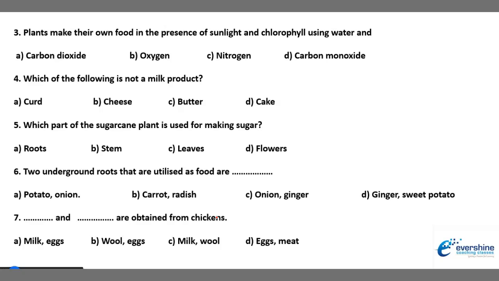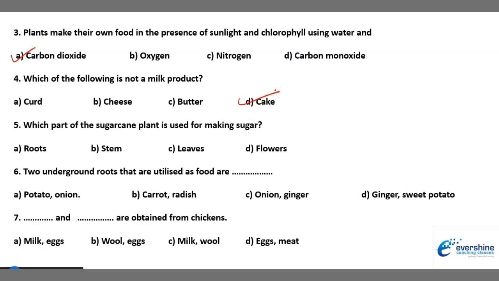Plants make their own food in the presence of sunlight and chlorophyll using water. And what other thing do they use? That is nothing but carbon dioxide. Which of the following is not a milk product? Curd, cheese, butter, cake. Which one, children? Of course, it is cake.